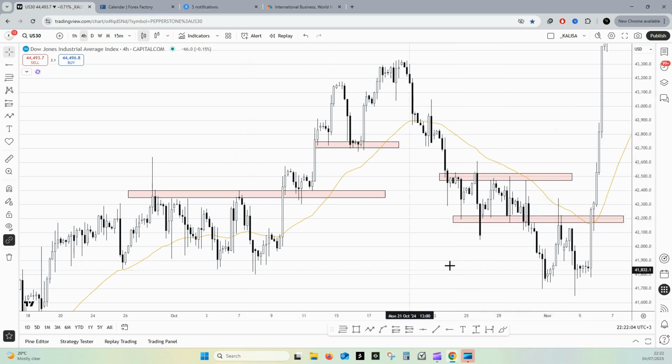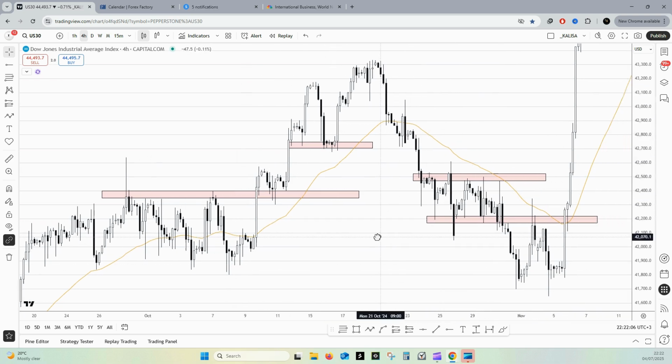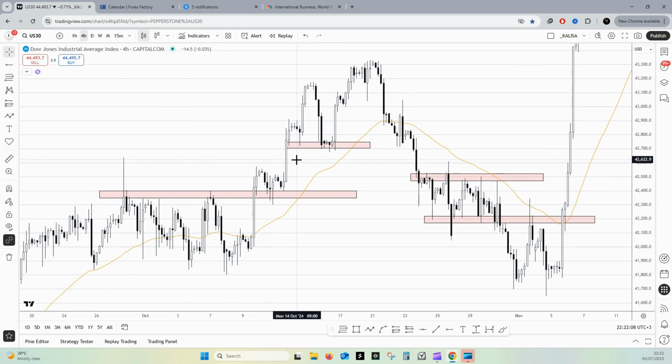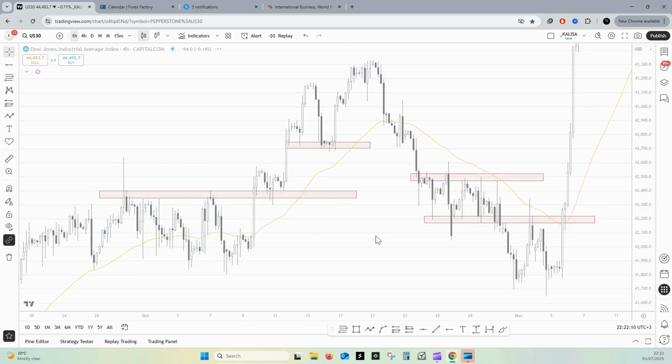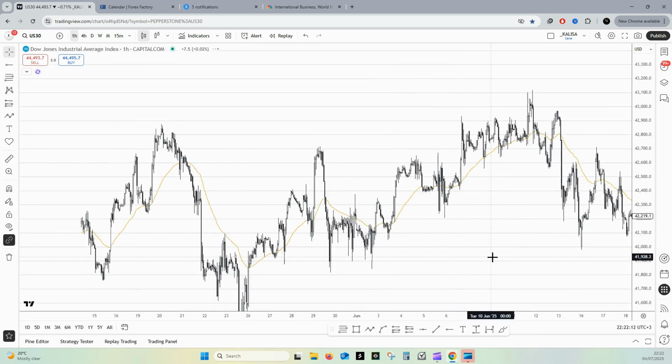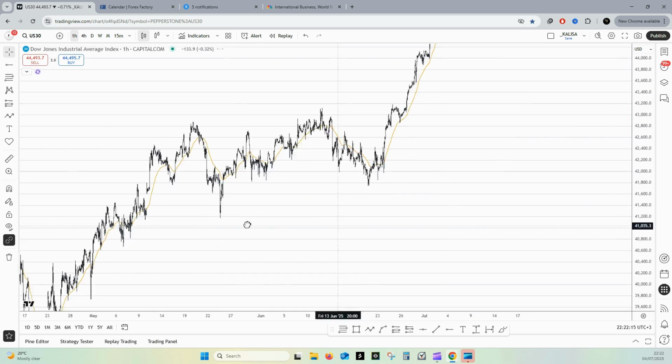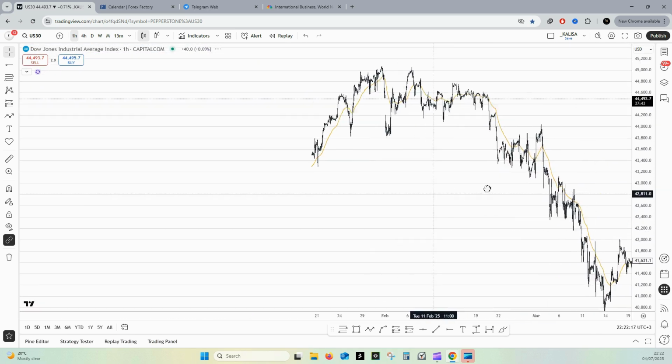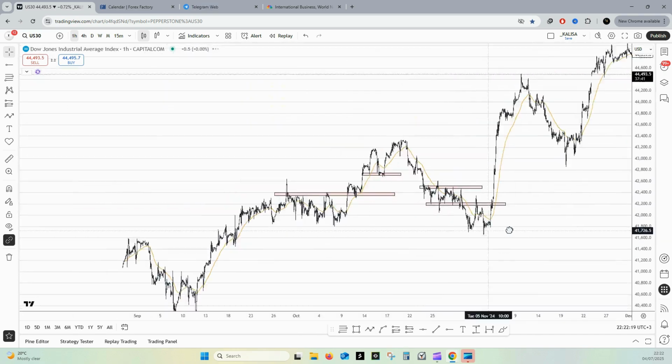So we're going to go into the lower time frame to see this exact scenario. You can see right now we're on the 4 hour. We're going to go to the 1 hour. Where's it gone? Here we are.